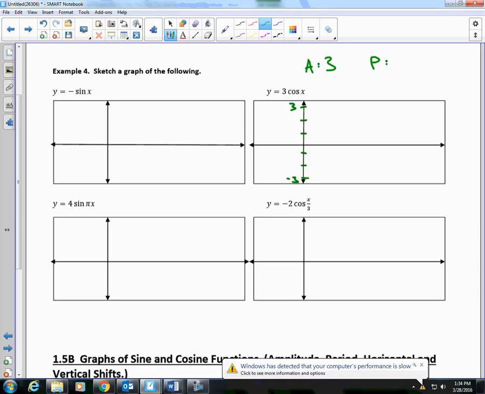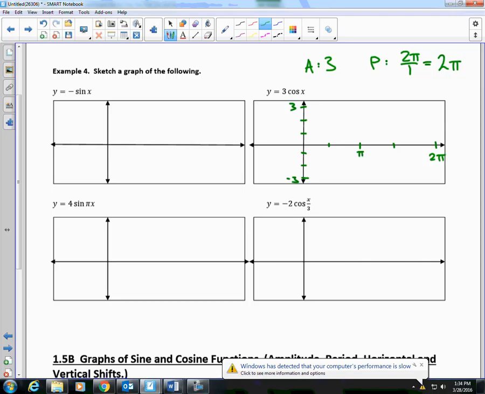What number is in front of x? 1. So the period is 2 pi divided by 1, which is 2 pi. So I mark off 2 pi. After you mark off your period, you always divide it into how many parts? 4 parts. Why 4? Because there are 4 quadrants. Watch how I divide it.